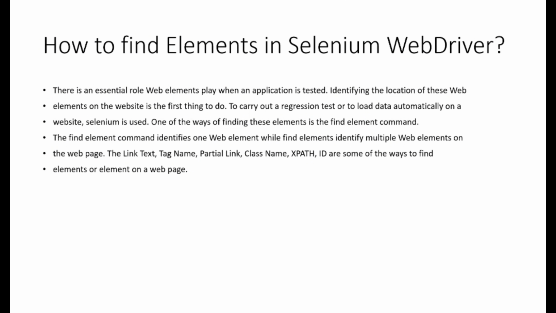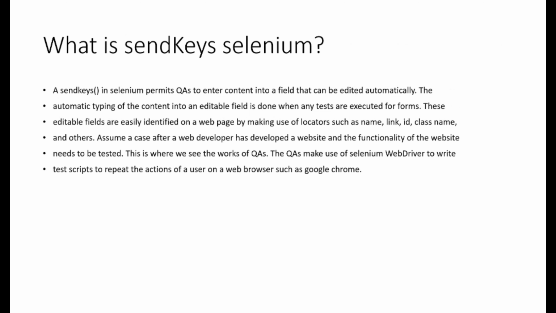Identifying the location of these web elements on the website is the first thing to do to carry out a regression test or to load data automatically in a website. Selenium is used. Find element command finds one web element, while find elements finds multiple web elements on the web page. Link text, tag name, partial link, class name, XPath, and ID are some of the ways to find elements on a web page.